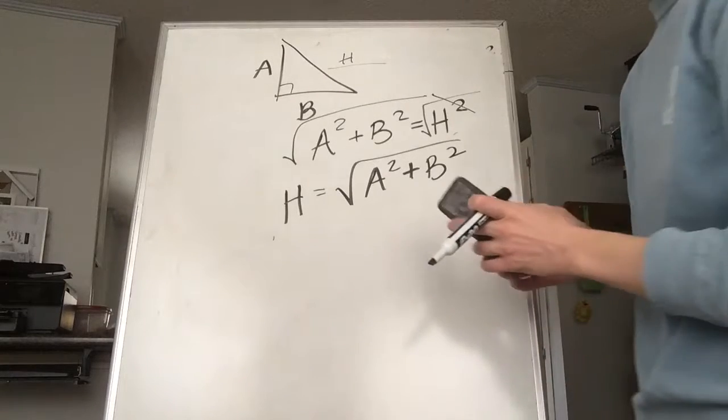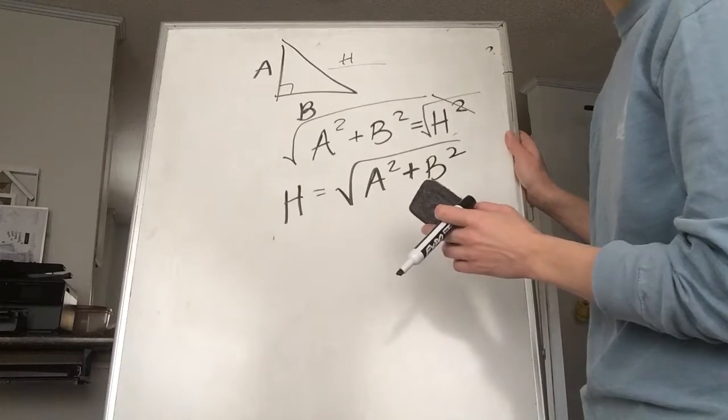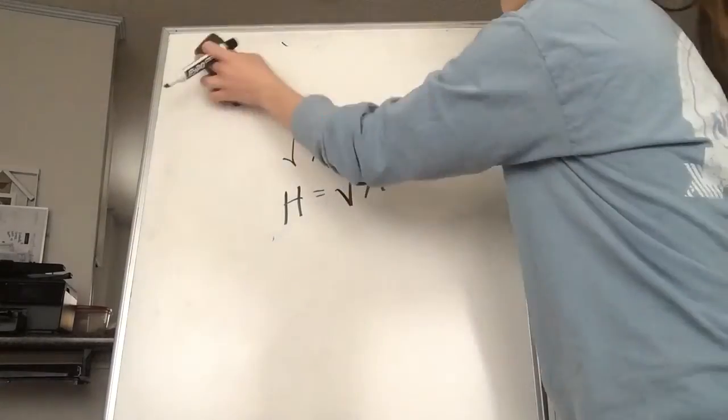Okay, number 5. A right triangle has legs of 3 and 7. What is the length of the hypotenuse?